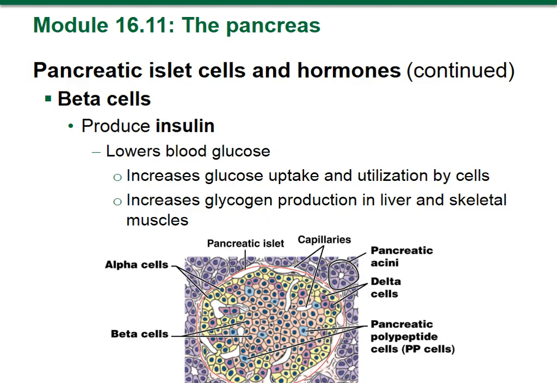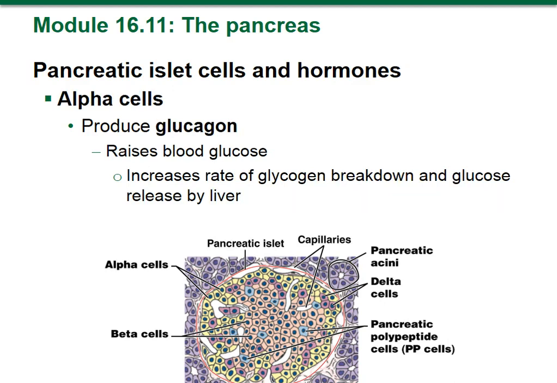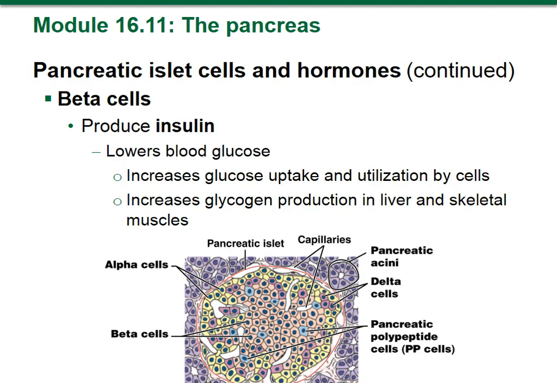So it's having an opposite effect of which hormone? Insulin has opposite effect of? Glucagon. Okay.